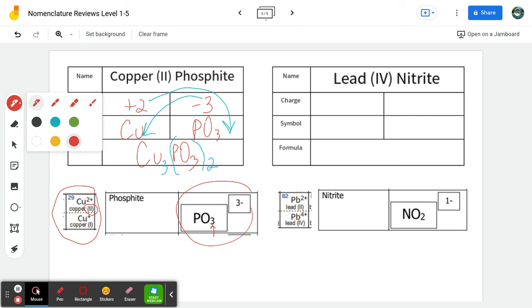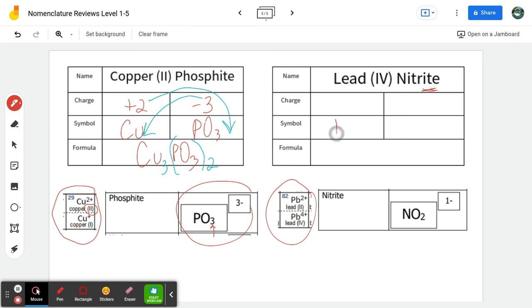And my last one, I've got lead-4 nitrite. Make sure you watch ite and ate. Very easy to get those mixed up. So lead-4, Pb. IV stands for 4. So I'm going to pick the +4 charge, this one here at the bottom. Nitrite is NO2. Charge is -1. Make sure you keep the 2 and the 1 and the charge -1 separate.